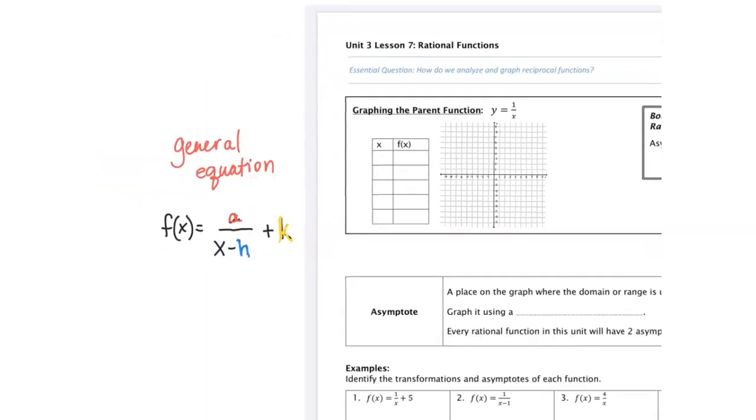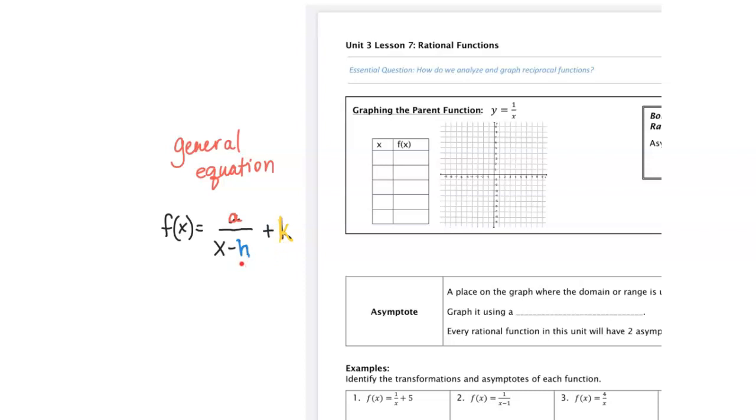So in this case, our general equation will be f of x equals a over x minus h plus k. So that a, that h, and that k, are still a part of our functions, and they actually still have the exact same purposes. The a stretches it and makes it narrower or wider. The h shifts left or right, and then the k is going to shift up and down.